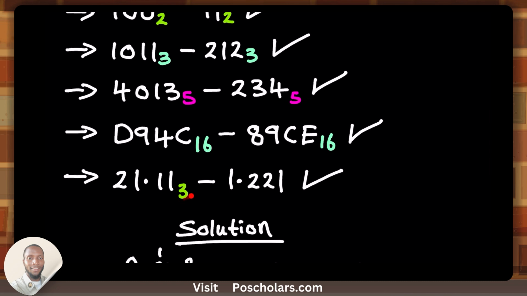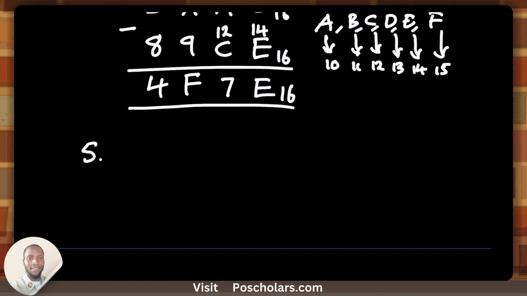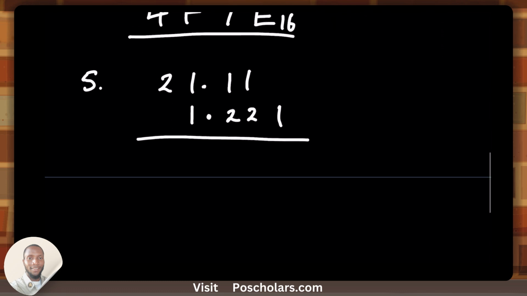21.11 base 3 minus 1.221 base 3. Take note, this is also supposed to be in base 3. So let's write it. Now let's solve it quickly. Question 5. It says 21.11 base 3 minus, okay, let's arrange it first of all, 1.221. Now the spaces will be filled up with 0, 0, and 0.